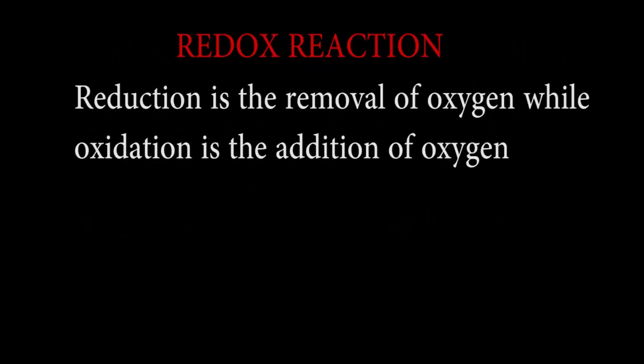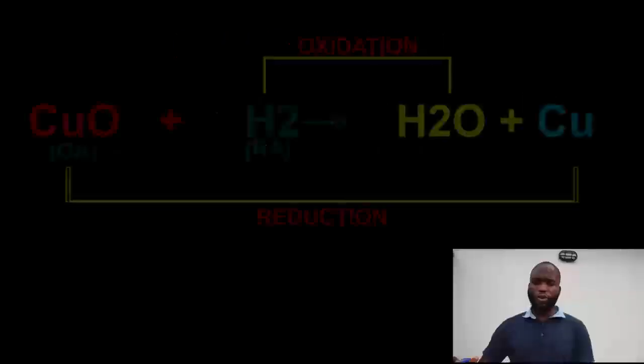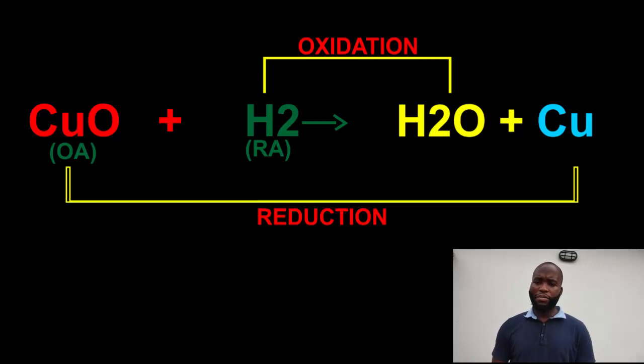What you'll be seeing is copper as a metal, and you'll also be seeing H2O. What does that mean? Copper oxide is undergoing what we call oxidation, because if you look at it, there's an addition of oxygen. Now, hydrogen there is a reducing agent, because hydrogen has reduced copper oxide to copper metal.